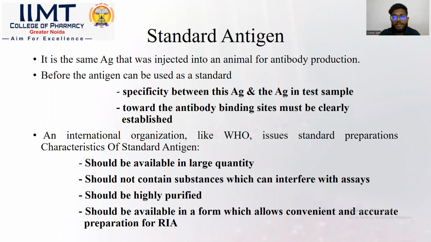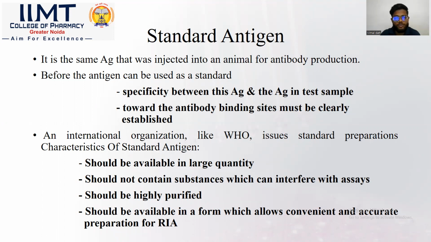For every antigen, a specific antibody is produced by the body. So if we are identifying any specific antigen, we have to produce antibody for that antigen. So we use that type of antigen and inject it into the animal. After that, the body of that animal will produce antibody against that specific antigen.